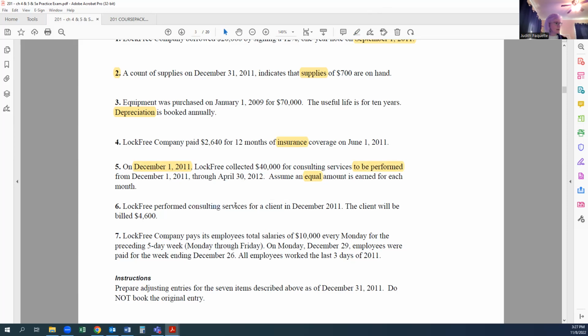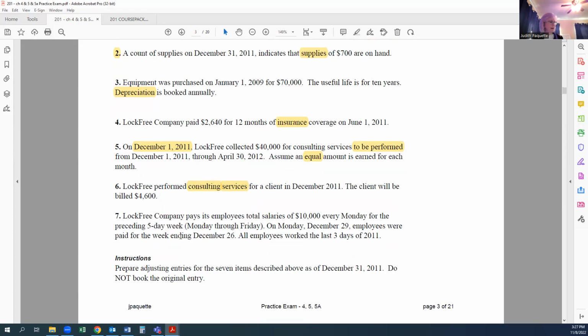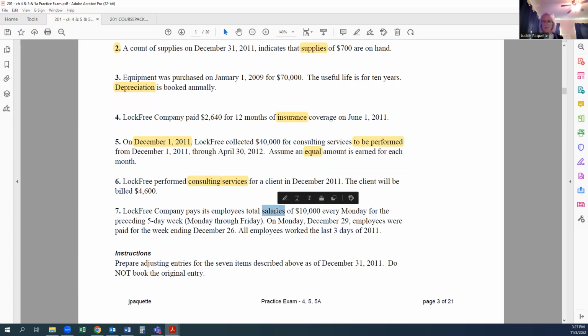And here, this entry is kind of funny, I think, because you already did this entry in chapter 3. We didn't call it an adjusting entry, but it is an adjusting entry. So they performed consulting services. The client will be billed. In other words, we haven't billed them yet, but we already provided the service. Therefore, we can recognize revenue. Debit accounts receivable, credit service revenue. And finally, salaries. Debit salary and wage expense, credit salary and wage payable.